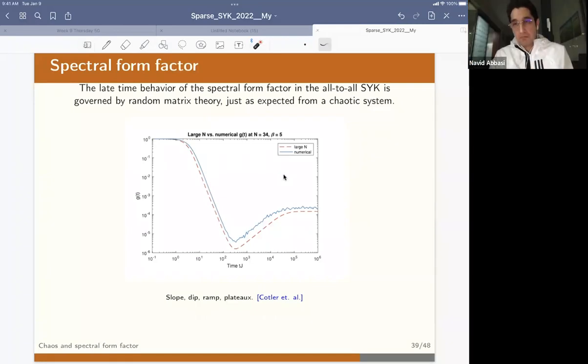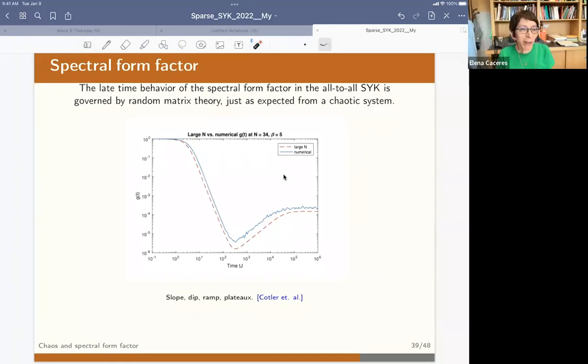Now, the statement that you will usually see in the literature is very non-committal. It just says k is an order 1 parameter. But as we saw here, at least in this sparse model, q equals 4 and low k will not give you the gravitational result, right?